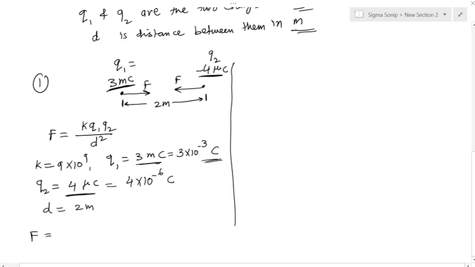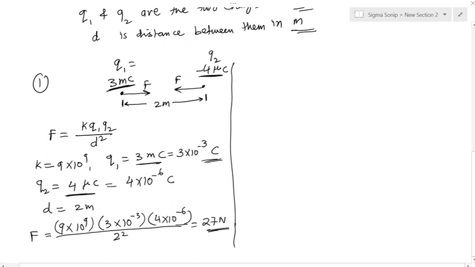Plug in these values in the calculator, we get 9 times 10 to the power 9, that's my K. Q1 is 3 times 10 to the power minus 3. Q2 is 4 times 10 to the minus 6, divided by d squared, which is 2 squared, and that will give us a force of 27 Newton.